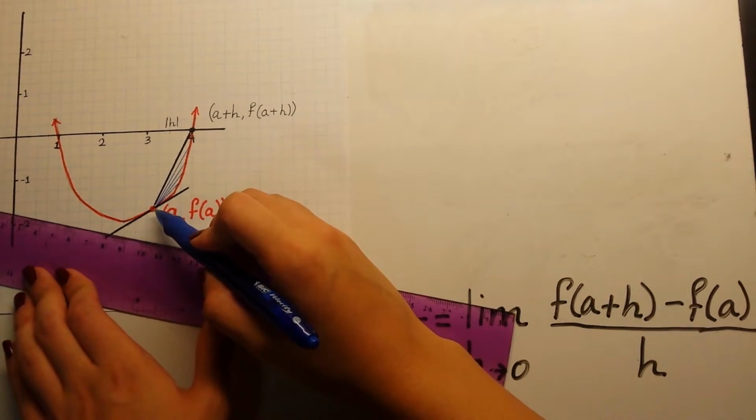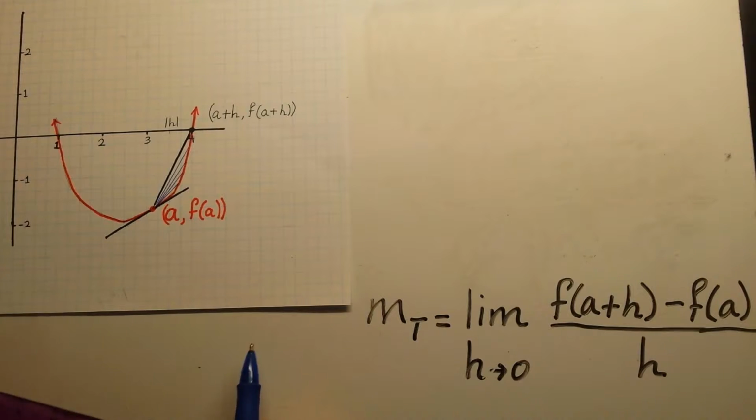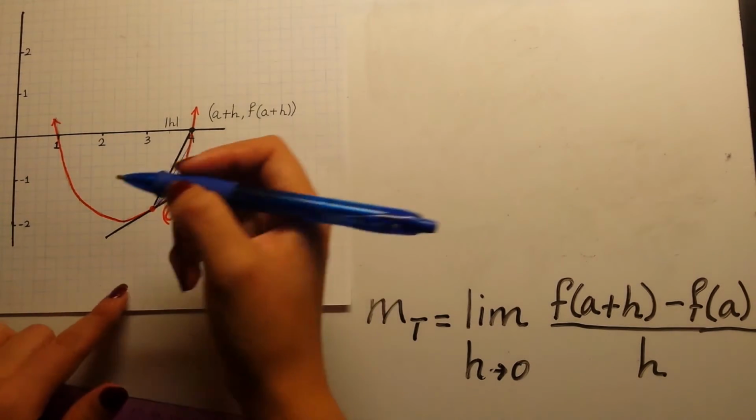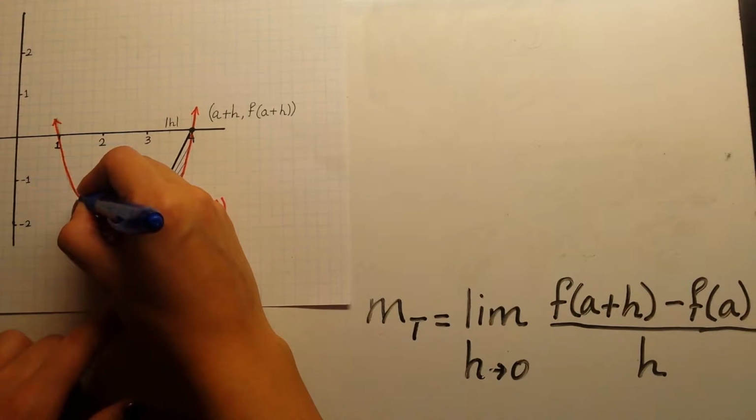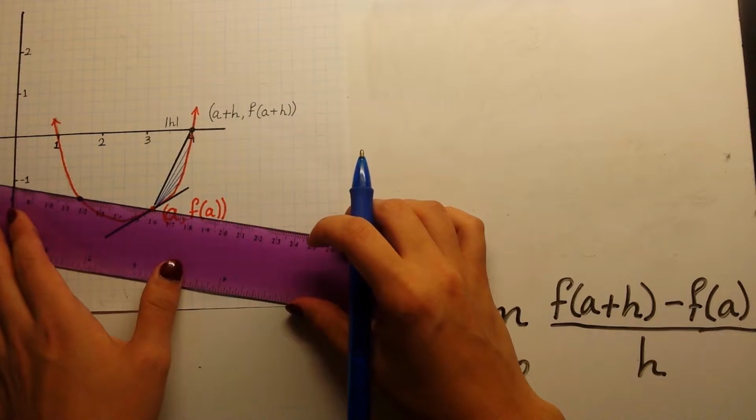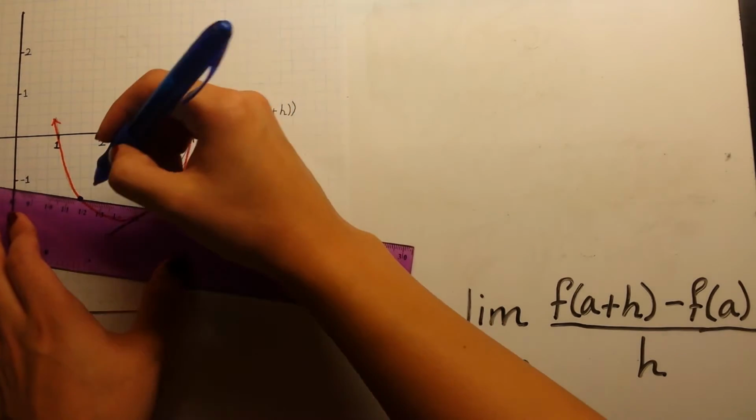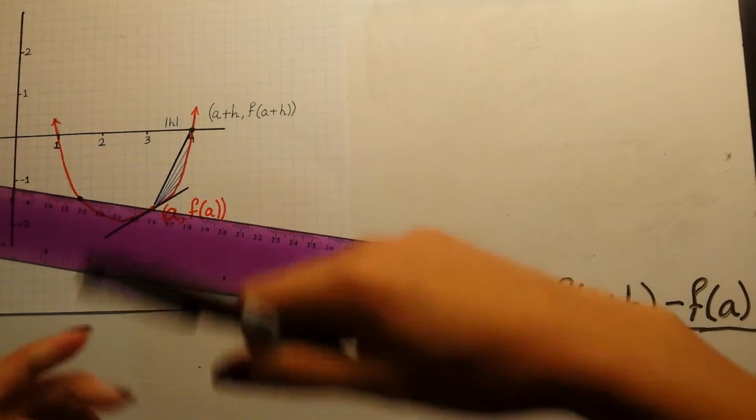So this is my initial point. If I want to pick another point, I would simply go for this one. It doesn't really matter as long as it is on the left side. And you can see that I have a second secant. I'm going to draw it with a black so it's clear to see.